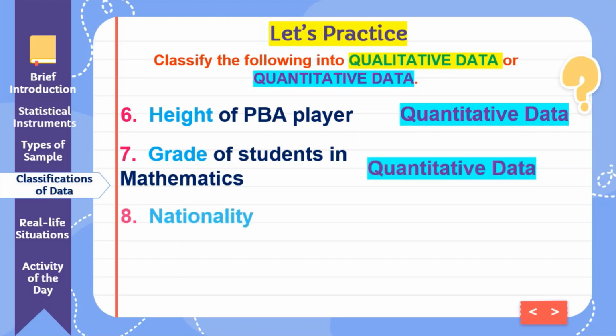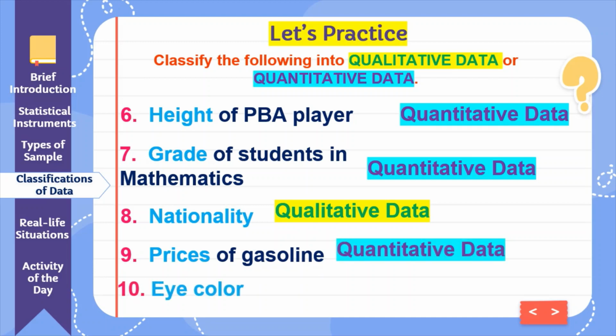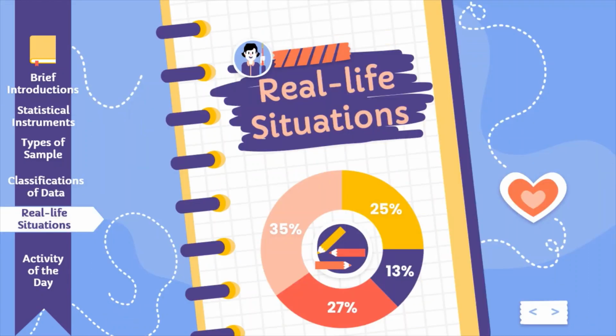And then nationality. That is qualitative. And Filipino, Korean, Chinese. Yan. Or American ba sila? Or Spanish. Prices of gasoline. So number yan, quantitative. And then eye color. That is qualitative. So that is the difference between the two. Okay, so we will proceed to real life situation.